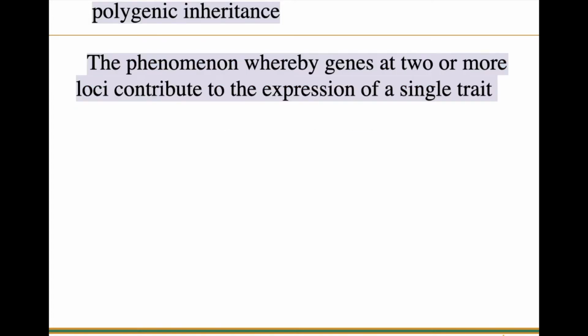Next, we need to describe polygenic inheritance, which is the phenomenon whereby genes at two or more loci contribute to the expression of a single trait. In the example we show with eyes, there's one location where you have either brown or blue. In reality, it's more complex than that, and most genes are more complex than that. Maybe in plants it may be simpler, but in humans, most things are polygenic. You may have heard that baldness comes from your mother's father. Well, in reality, we know it's much more complex than that.